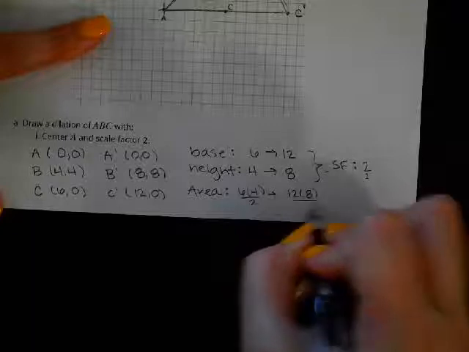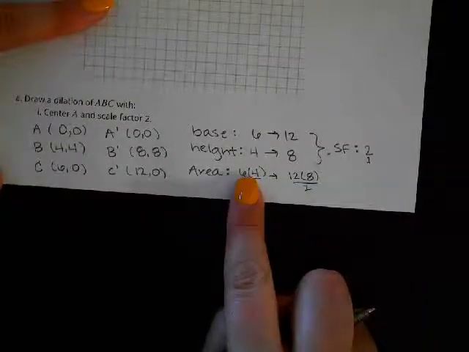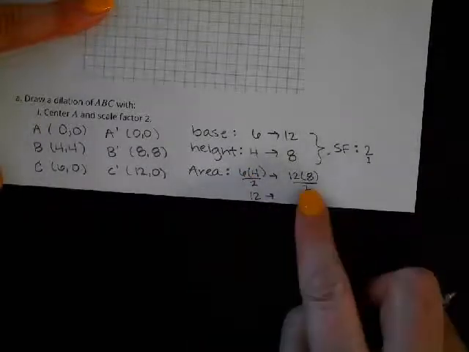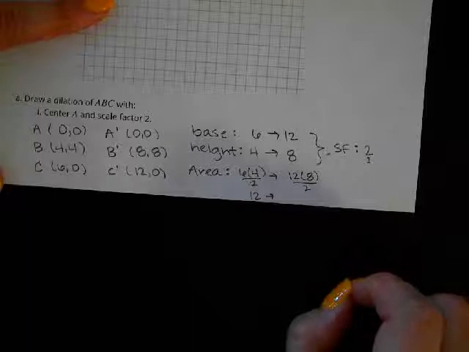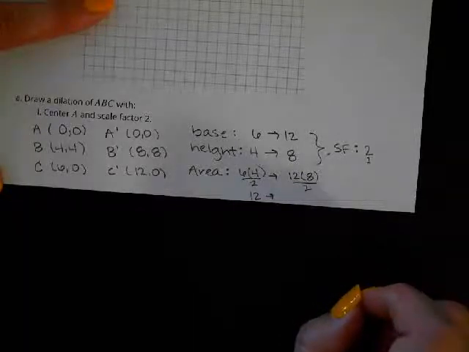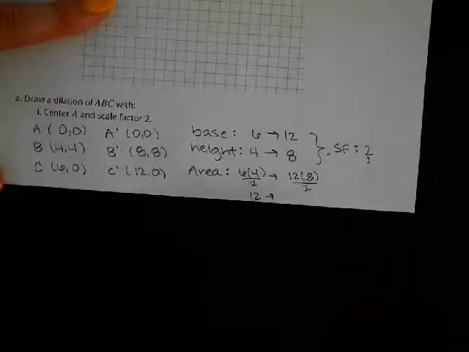8 times 12. 10 times 8 is 80. 2 times 8 is 16. 80 plus 16 is 96. 96 divided by 2. 45 plus 3, 48. That was too much in my head. Okay, so what's the scale factor of the area? 4.